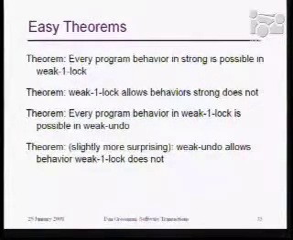And similarly, this is the third theorem, however a program can possibly behave in weak one lock, it can behave in weak undo. Weak undo lets you abort, but it doesn't ever say you have to. That's all the third theorem says. The converses do not hold. So the second theorem says that weak one lock introduces behaviors that are not there under strong, namely race conditions.